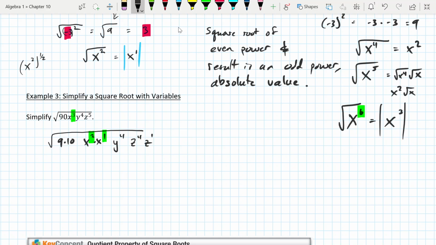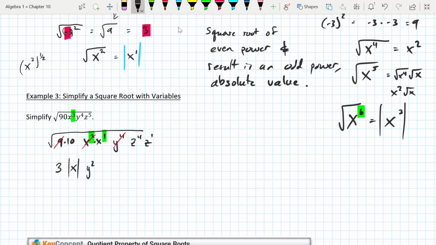Okay, so I could take the square root of 9, it's 3. I can take the square root of x squared, it's x, but the result is 1, an odd power, so I make it absolute value. So I'm going to make a little mark here. I've taken care of this guy, taken care of that guy. The square root of y to the 4th is y squared, and the result happens to be even, so I don't need absolute value. So I've taken care of that term.